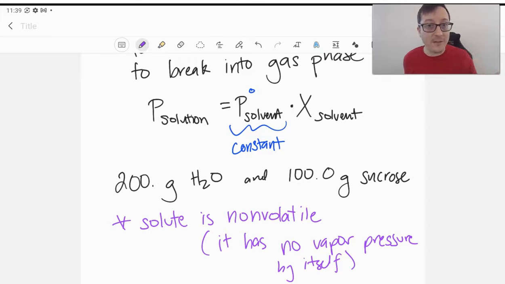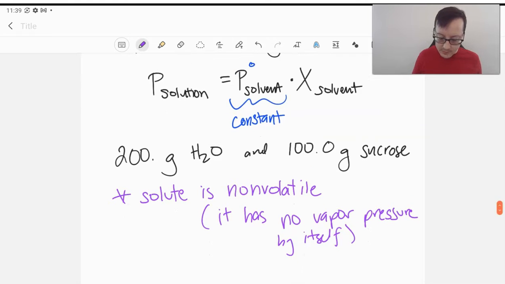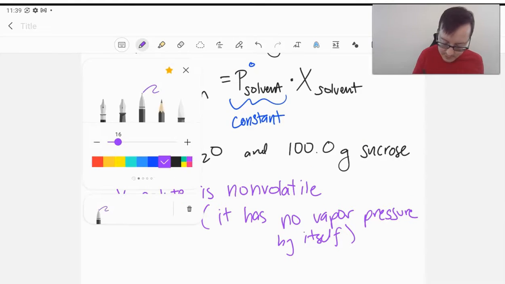If you're talking about boiling vodka, for example, that's going to be a whole different matter because ethanol has a vapor pressure that is higher than water. So it's not going to work for that sort of comparison. But for something like sucrose or calcium chloride or another ionic compound, we're going to see that this relationship will hold. So in order to do this, we also need a temperature.